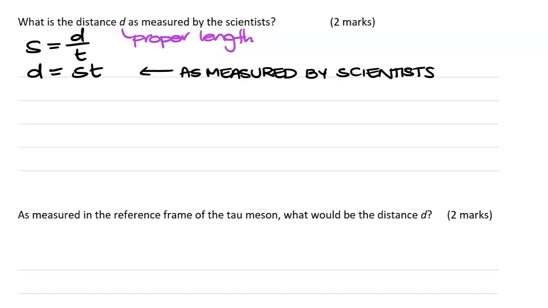Frame of reference. You know what I mean. You can't cross-pollinate those. So we need to put in values that are entirely measured by the scientists here. So that distance, well, they measure the speed of the mesons to be that value times c that we had above. Let's look that up.